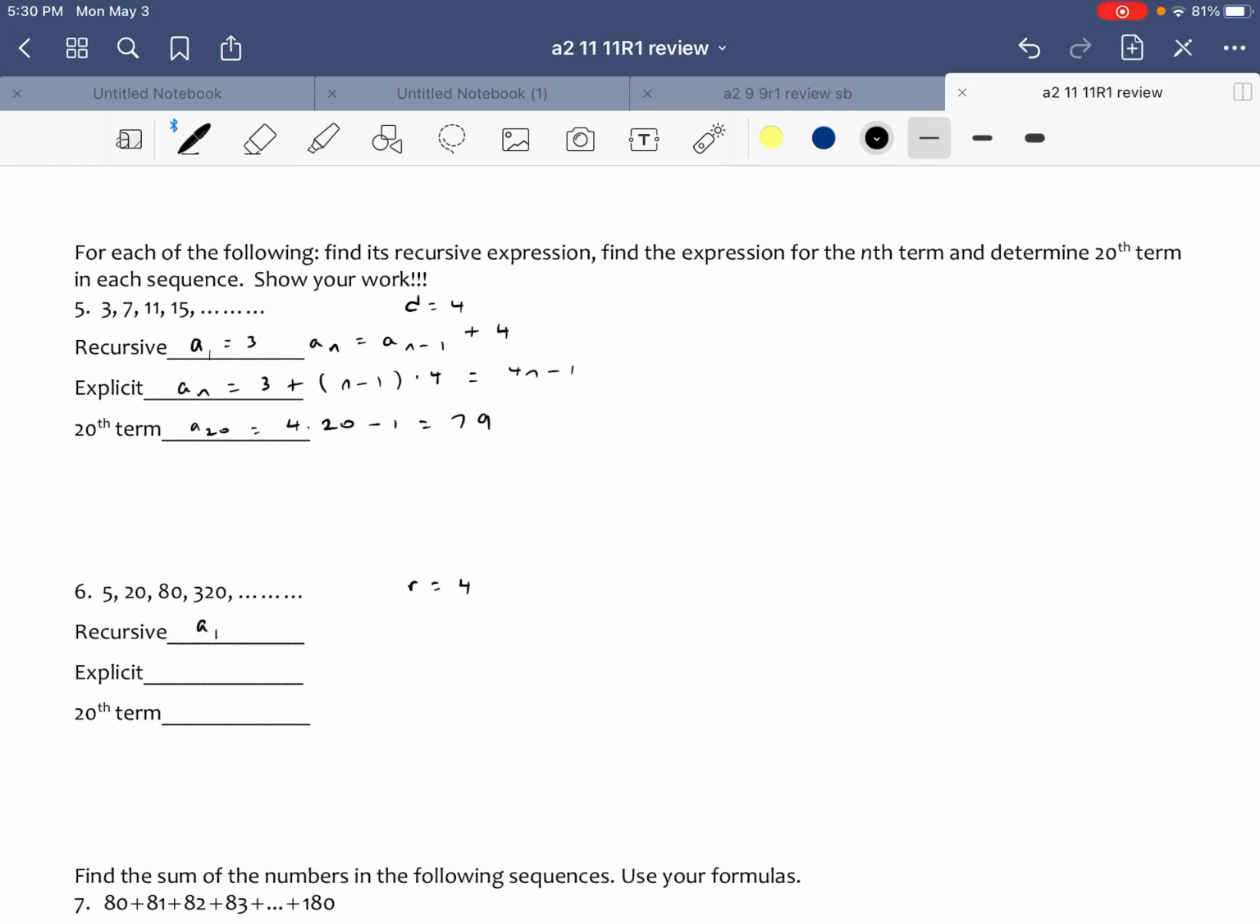Recursive, always tell your reader what your first term is. And for a geometric, we say a sub n is equal to the ratio times a sub n minus 1. And explicit, we say a sub n is equal to your first term times the ratio to the n minus 1 power. To find the 20th term, I'll plug in a 20. And that's 5 times 4 to the 20 minus 1, the 19th power.